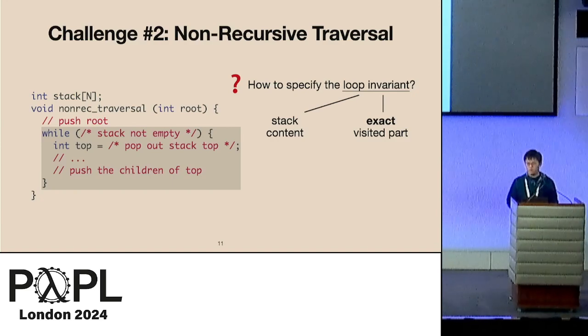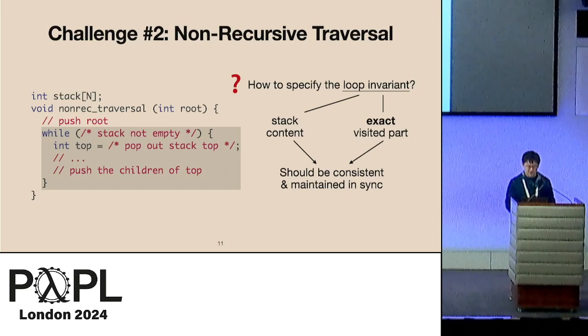And in some scenarios, the loop invariant should be able to describe exactly what that part looks like. Another requirement is that the stack and the visited part should be consistent in the loop invariant. For example, a visited node should never appear in the stack. Moreover, we need lemmas to establish the loop invariant at the end of each iteration so that we can guarantee that the stack and the visited part are maintained synchronously. And it turns out that finding a loop invariant that satisfies all these requirements is not a trivial task.